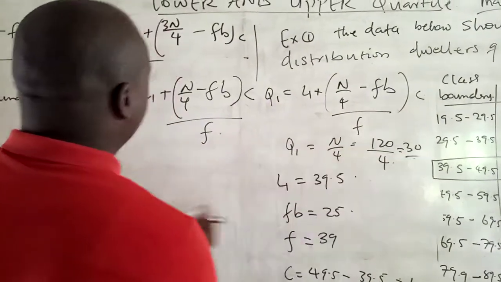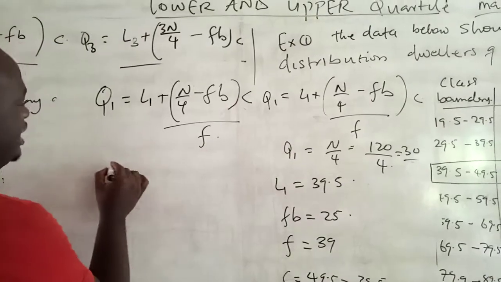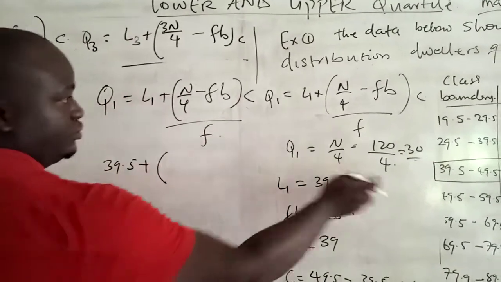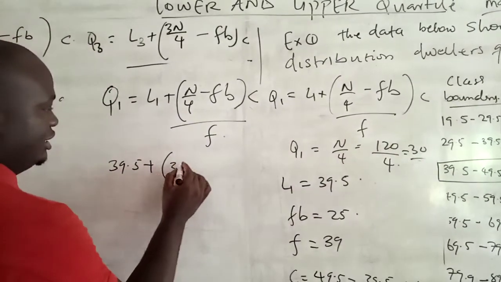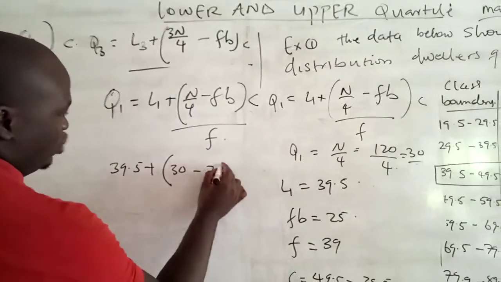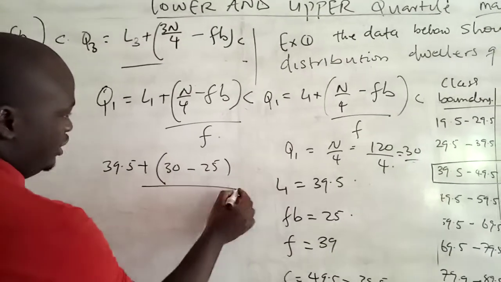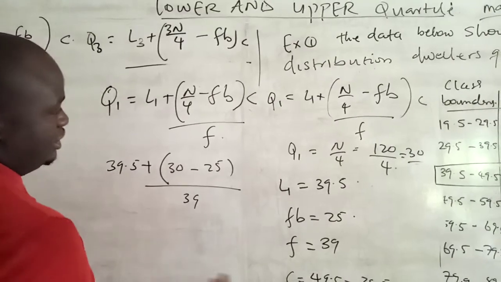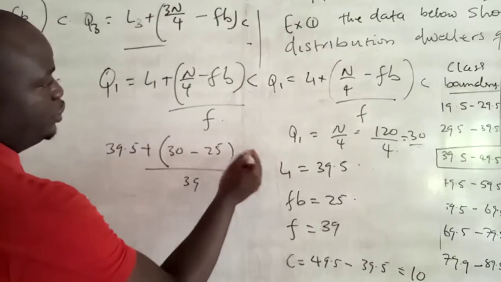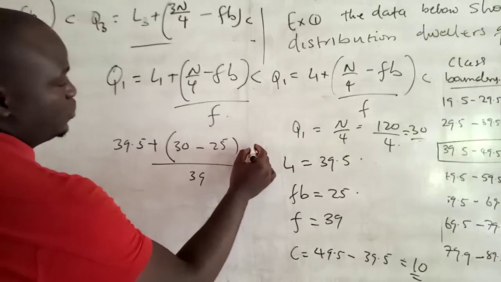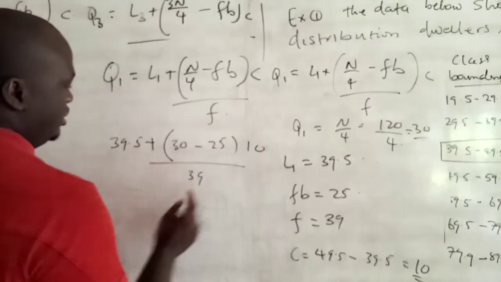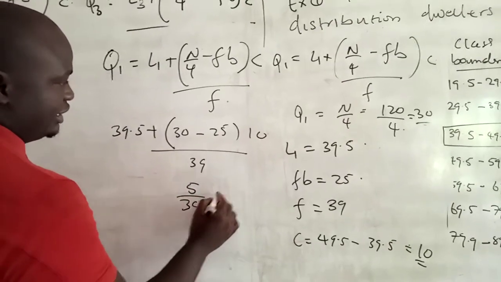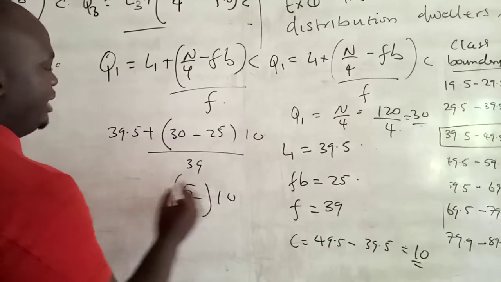N divided by 4 is what? 30. L1 is 39. We have 39.5 plus, you open the bracket, what is up this thing to the what? 30. Minus, our FB is what? 25. You divide by the frequency of the first quartile, which is 39, right? Then, what again? The next thing we will do is times what? The class limit, which is what? 10. So 30 minus 25 should give you 5, divided by 39, and you times everything by 10.